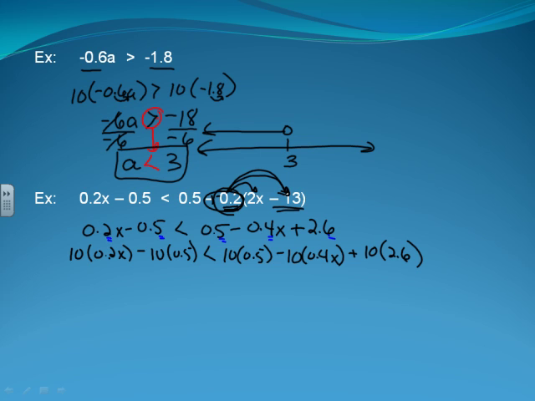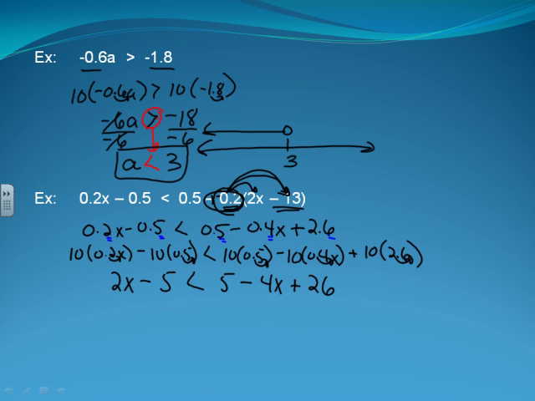Multiplication of 10 will move all those decimal points 1 to the right. So now we have 2x minus, move 1 to the right here, minus 5 is less than 5 if you move that decimal 1 to the right, minus, move it 1 to the right, 4x plus 1 to the right is 26. So we've got 2x minus 5 is less than 5 minus 4x plus 26.